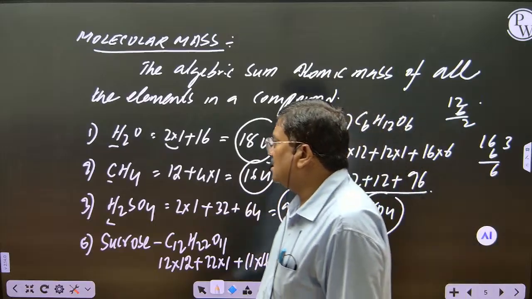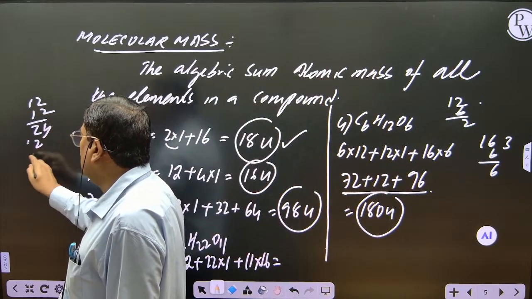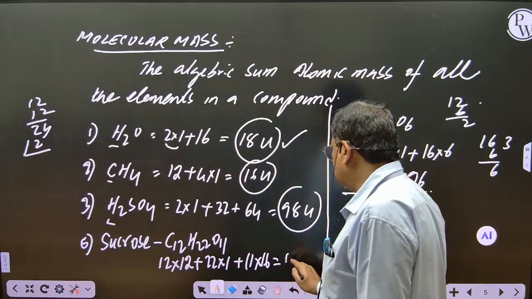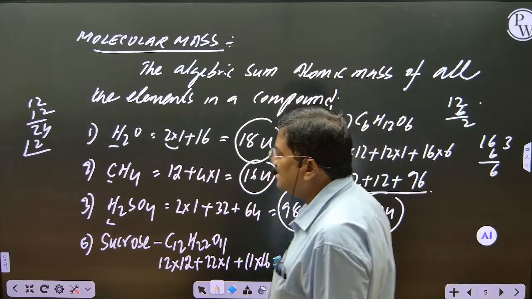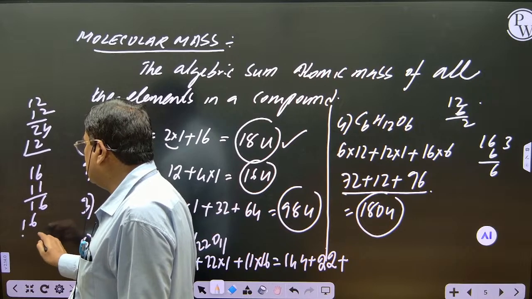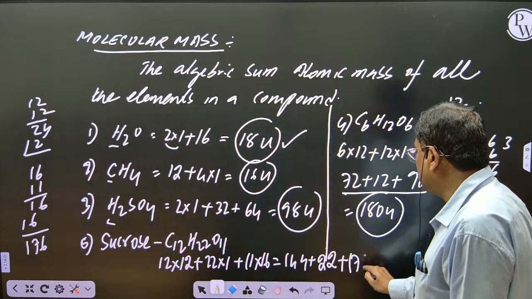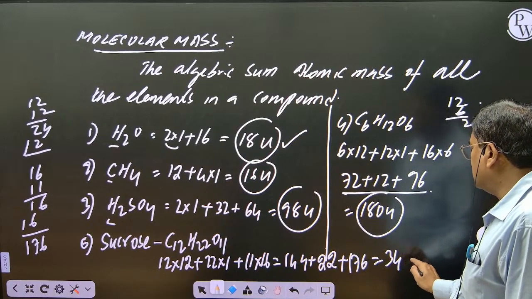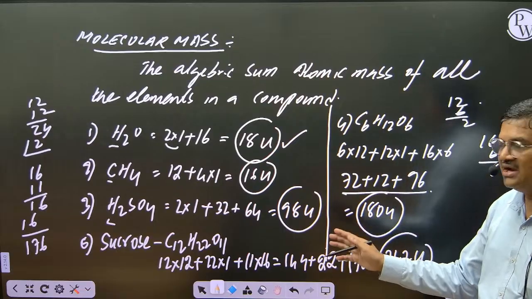12 twelves, 12 into 12 multiply, that comes 144. So this is 144 plus 22 plus 16 elevens. Multiply 16 with 11 in the rough work, that comes 176. So the sum of all this comes nearly 342, check. 342 in terms of what? U. So this is how we get the algebraic sum.